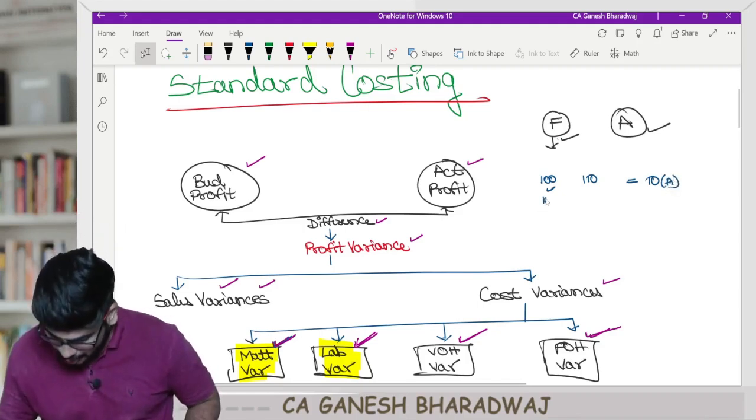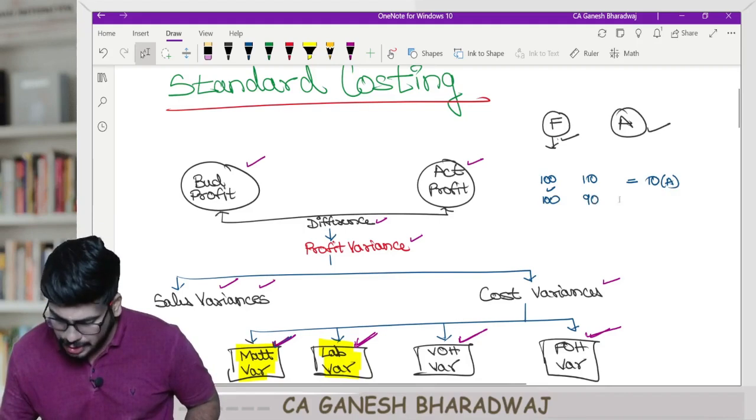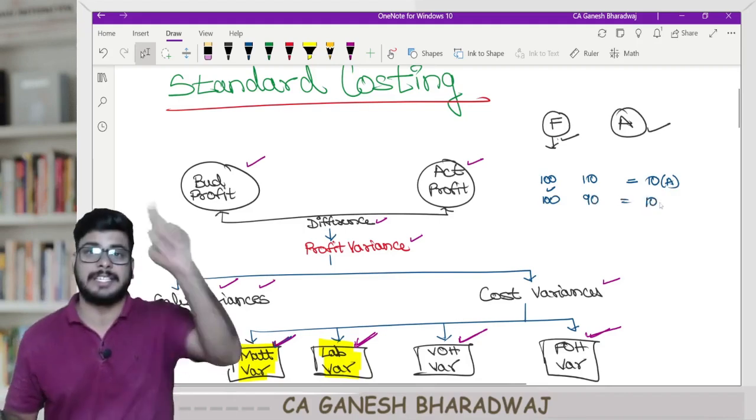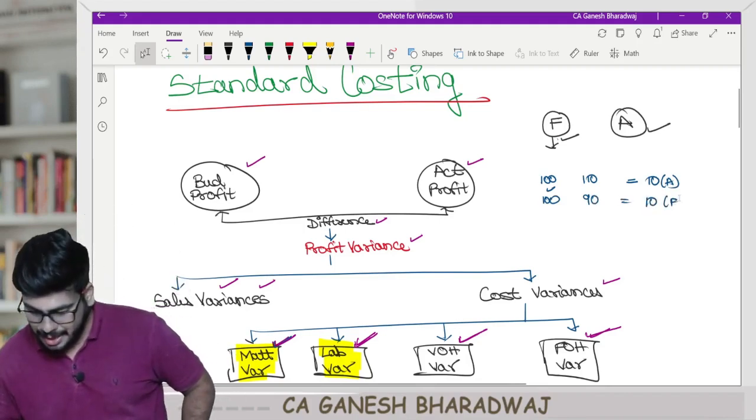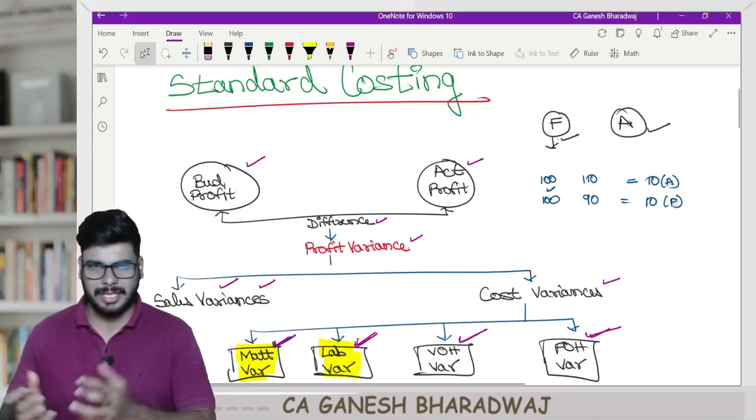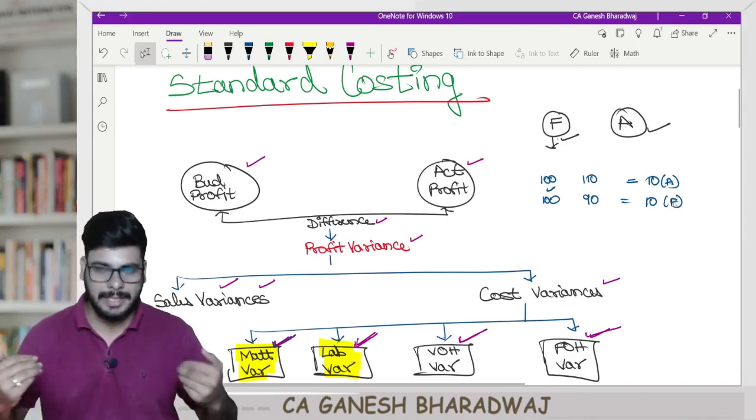Whereas suppose you should have incurred 100 rupees, you have only incurred 90. In this case also there is a 10 rupee variance, but that 10 is a favorable variance. Are you clear with this? These are some basic things that you need to know.